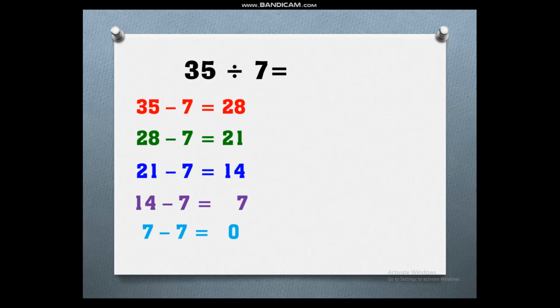Now we are going to subtract until we get a 0. So let us see how many times have we subtracted 7 from 35 to get 0. Now this is 1, 2, 3, 4 and 5. So 35 divided by 7 and the answer is 5.